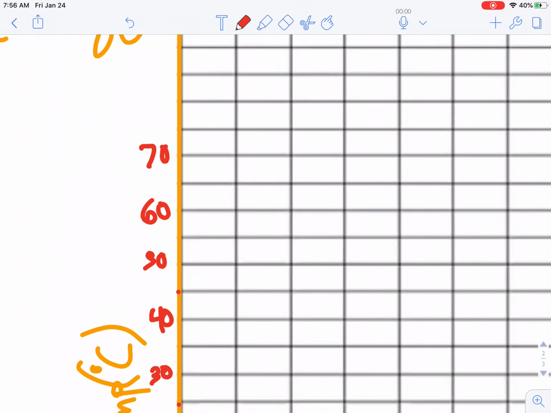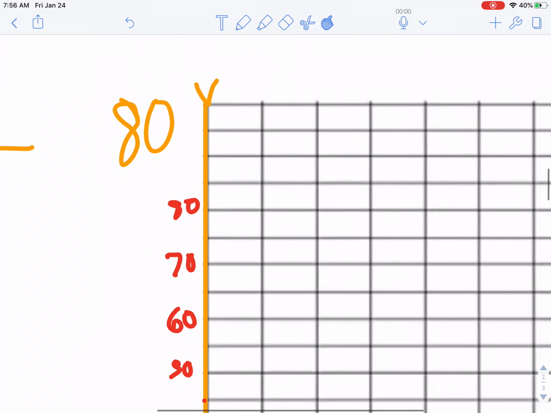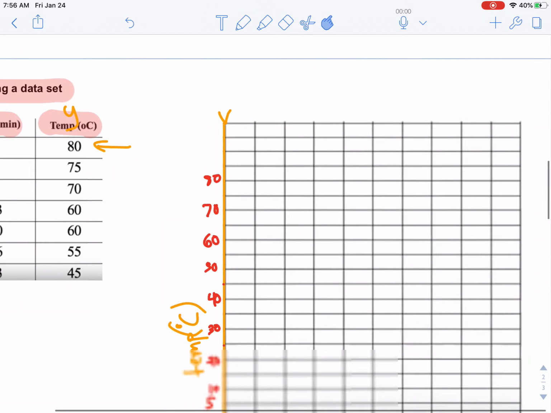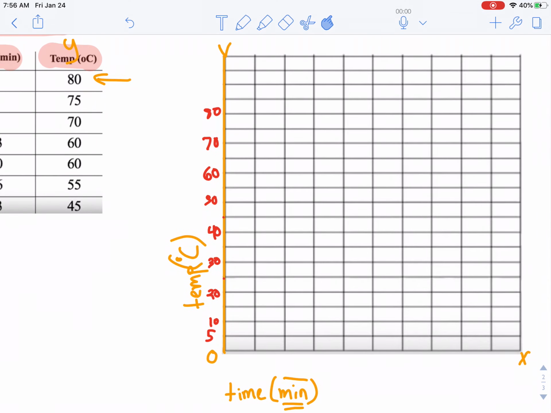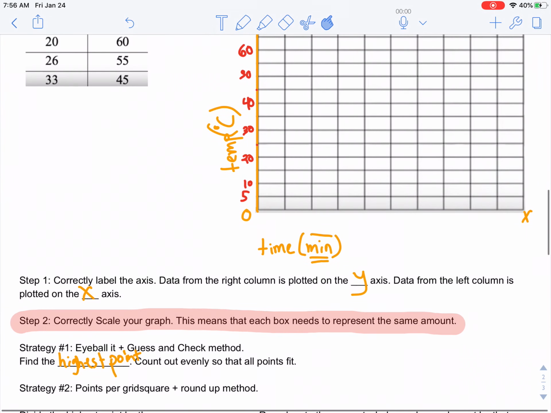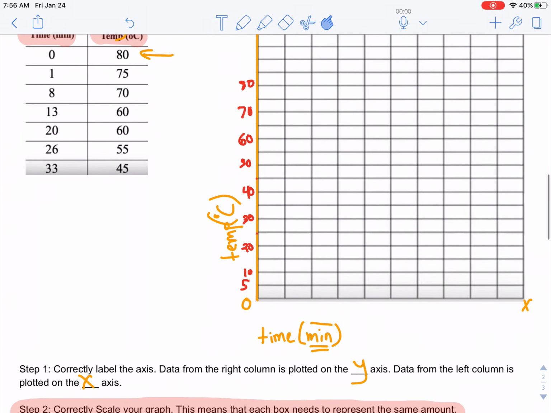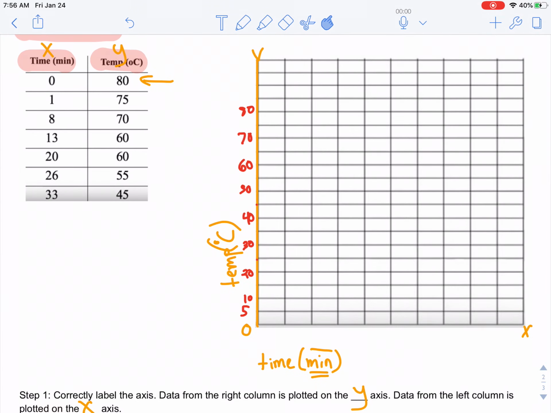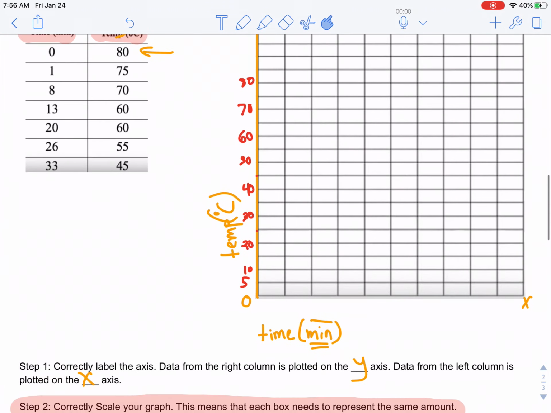65, 70, 75, 80. And 80 didn't hit at the very top, but we're still using most of our graph, and so that is good enough. If you only have this small amount of your graph that you're not using, you still get full credit on these graphs. So that's what we call eyeballing it and then guessing and checking. You can always guess, and if you don't have a good scale, then just erase and go again. That's why we always use a pencil.